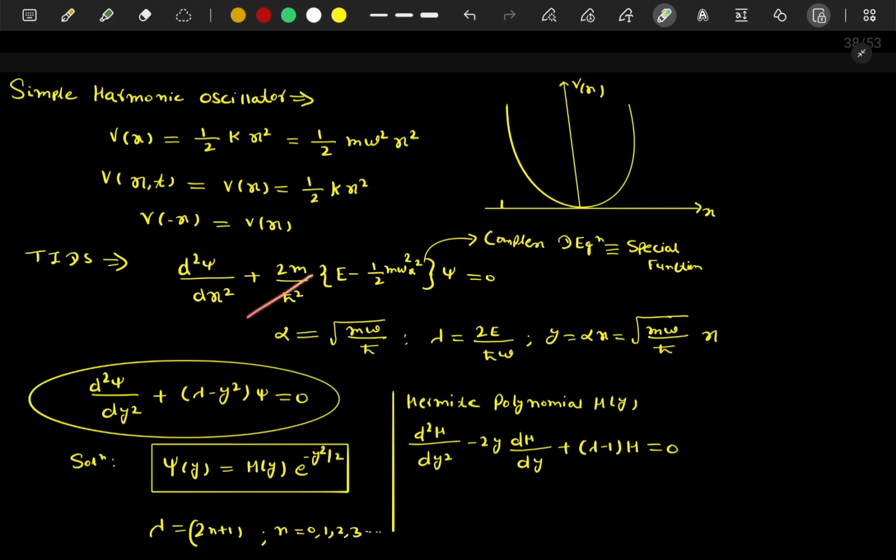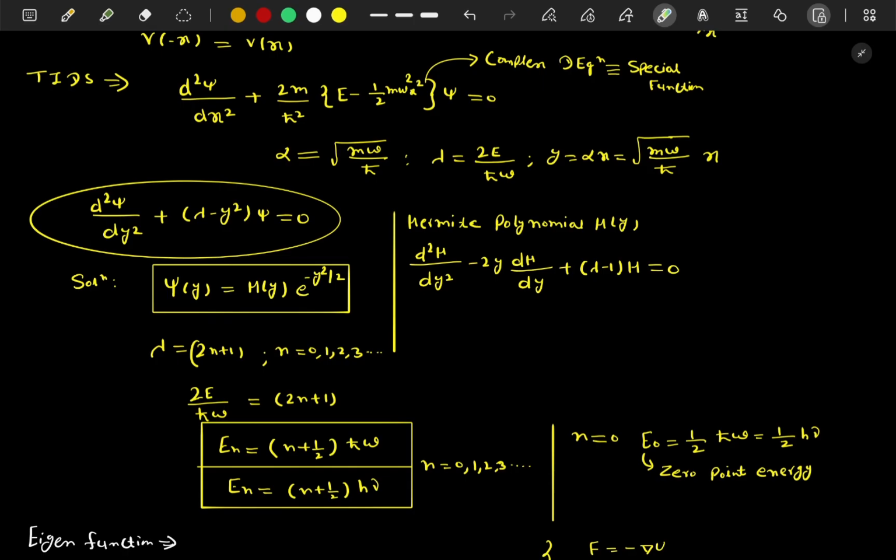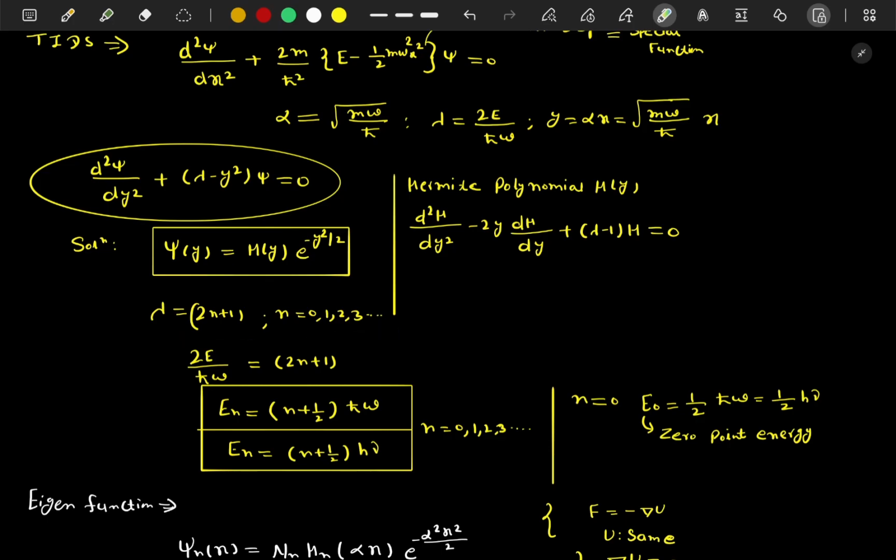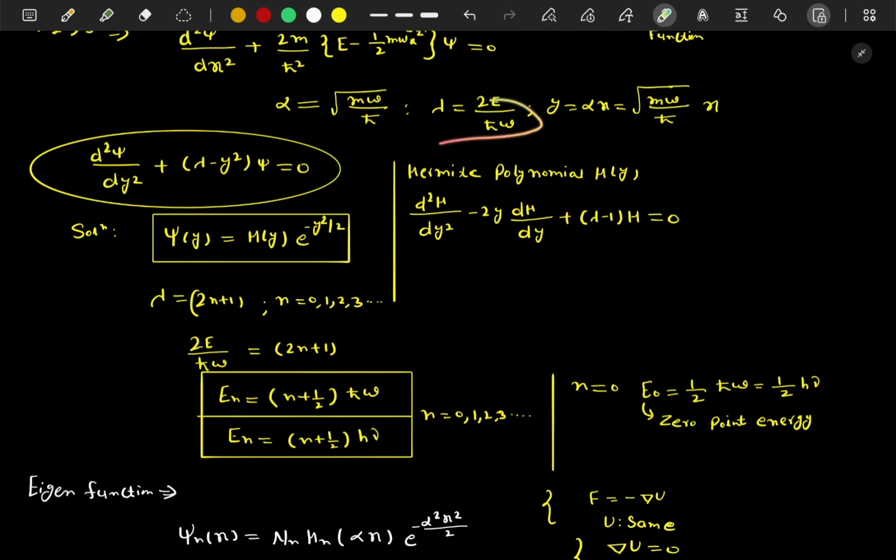So in the time independent equation we apply E minus potential psi, consider this alpha lambda and y equal to alpha x. So the solution of this equation will be psi equal to H(y) e raised to power minus y square by 2, where H(y) is the Hermite polynomial, and the Hermite polynomial equation will be d2H by dy2 minus 2y dH by dy plus lambda minus 1 H equal to 0. So for the solution of this equation, lambda equal to 2n plus 1, with n equal to 0, and lambda equal to 2E by h cross omega. So from this we can calculate: divide by 2, and this will be this. So n plus 1 by 2 h cross omega will be the answer.